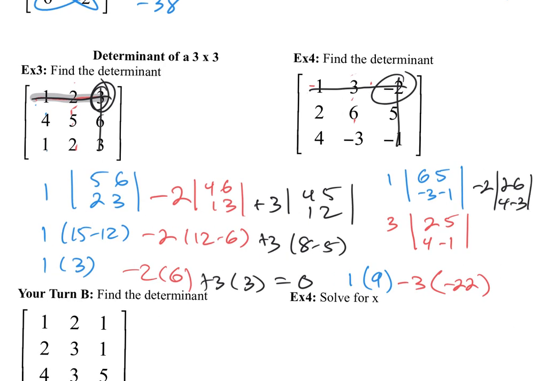Again, we're going to go ahead and cross multiply and subtract. So we have a -2 times a -6 minus 24, which would be a -30. And then we're going to go ahead and combine all of our values together. All right, so we have 9 plus 66 plus 30, which gets us a total of 135. So the determinant of that matrix is 135.